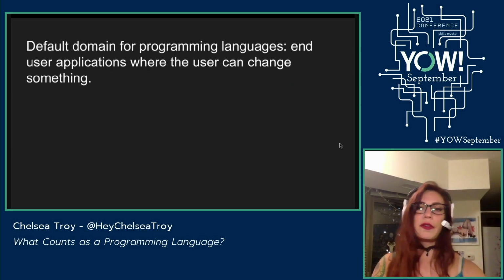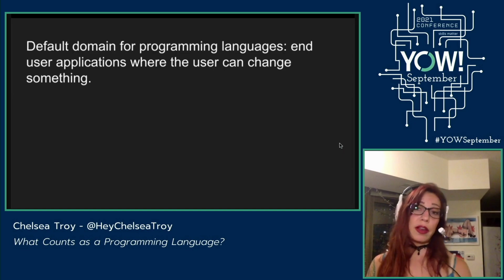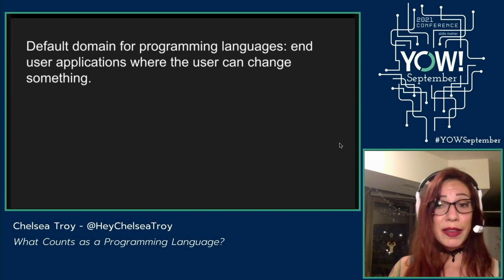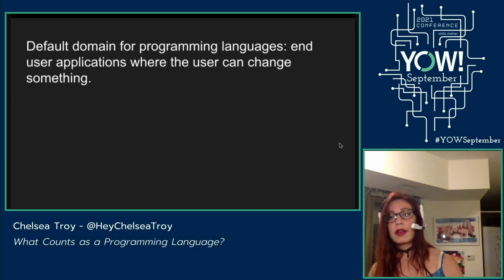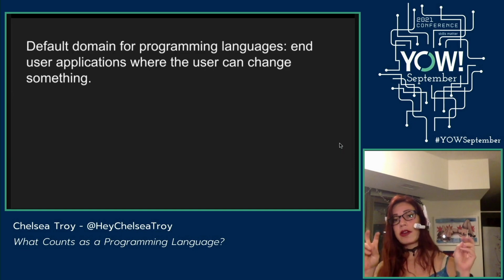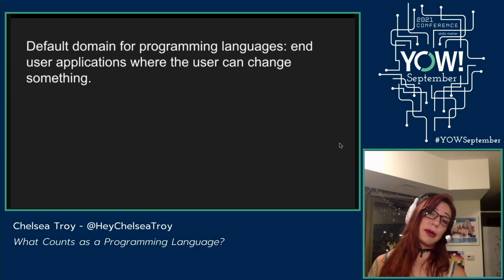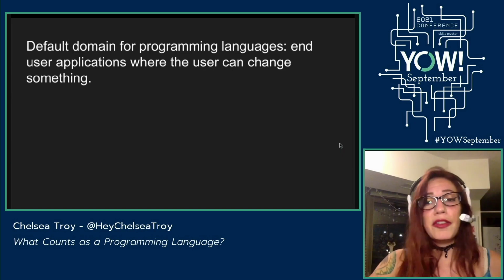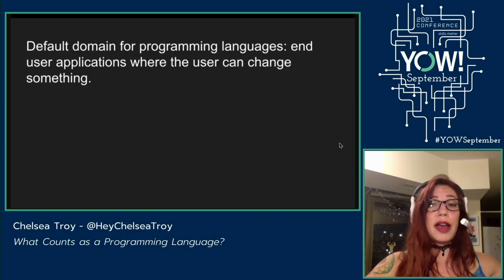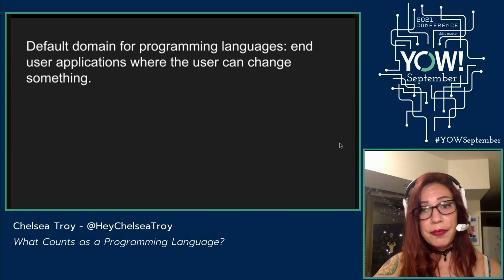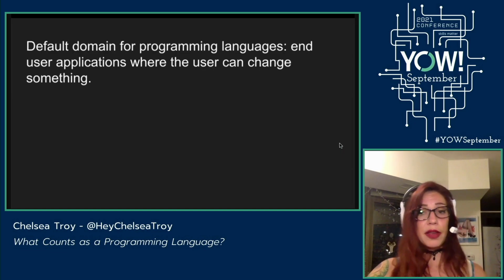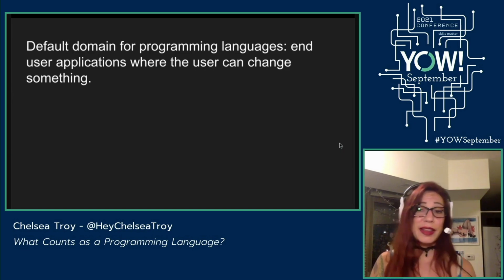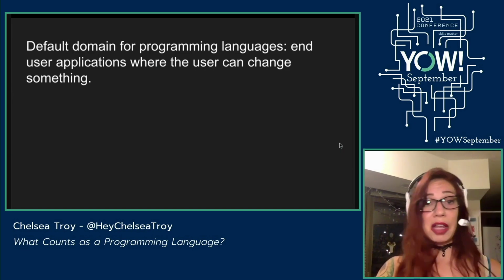So Bret Victor talks about this on his blog. It's called Worry Dream. I recommend taking a look. He talks about the default domain for programming languages. What do we mean when we say a general programming language? Maybe we're actually talking about a domain-specific programming language, but the default domain is end-user applications where the user can change something. We're not talking about static web pages because the programming community has decided that the HTML and CSS we would use to write that aren't programming languages, I guess.